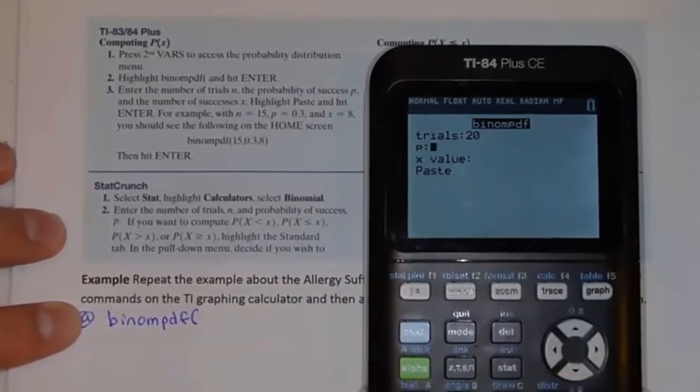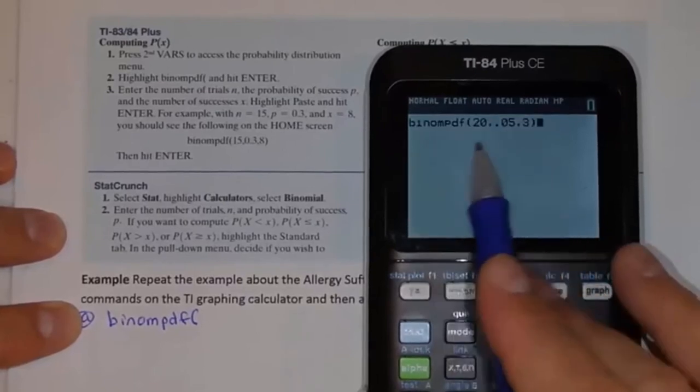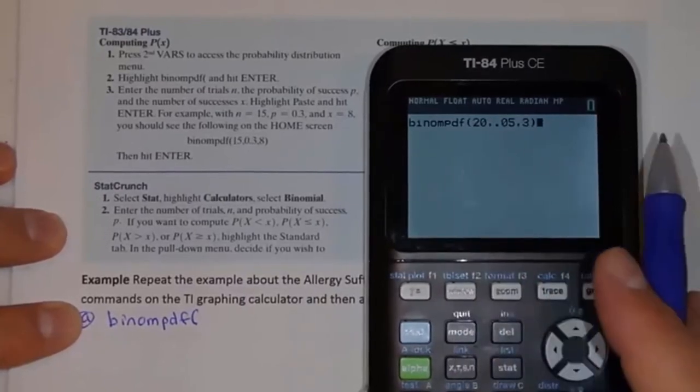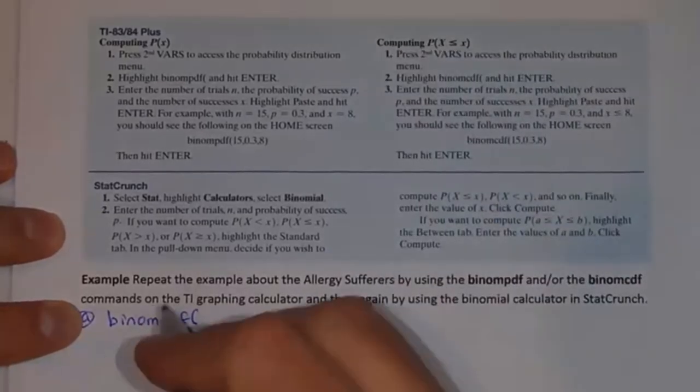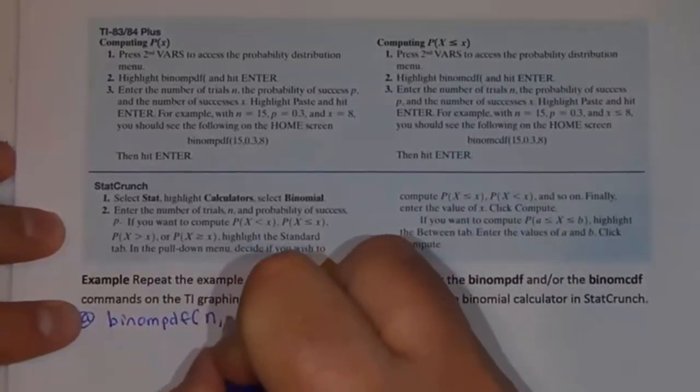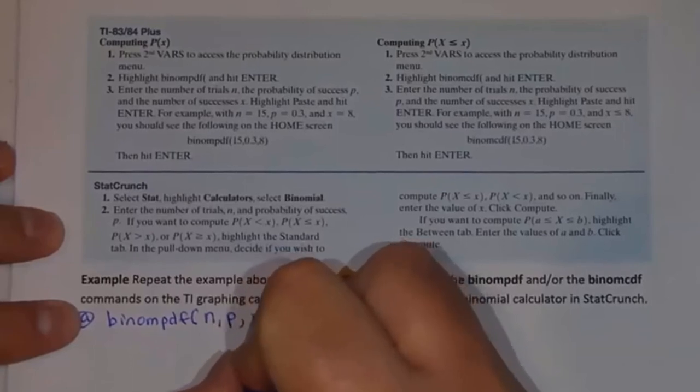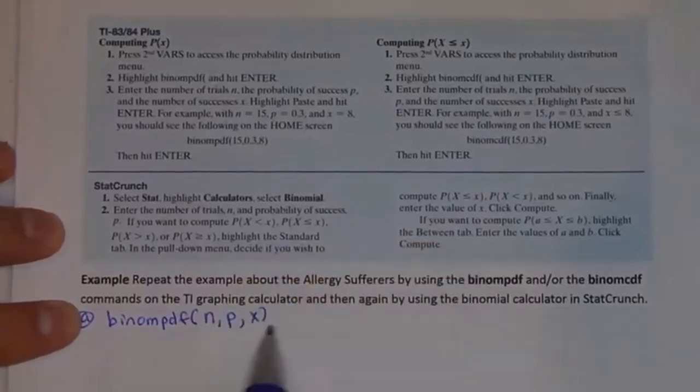I'm asked to enter the probability of success, that is 0.05. And I'm asked to enter the value of X, that's the number of successes, 3. Okay? And if I choose paste, it puts this on the screen of my calculator. So I put N, then I put P, then I put X, the number of successes. That's the command that I'm going to use.